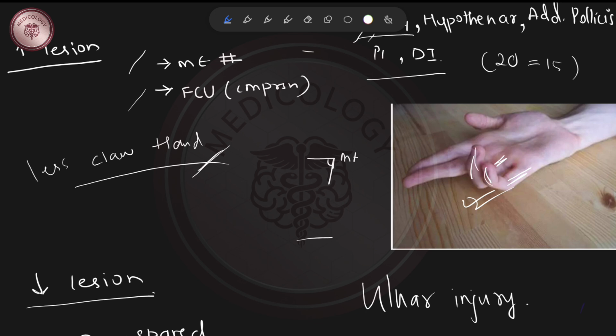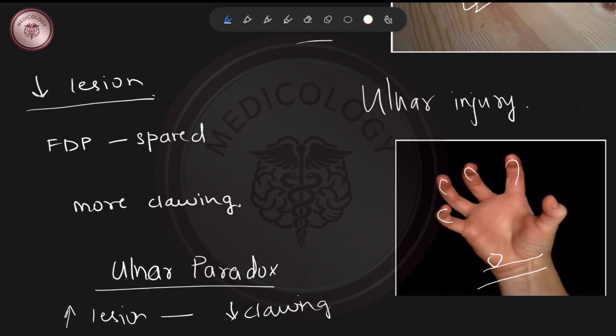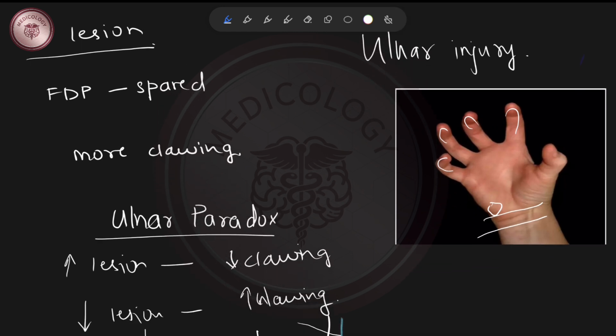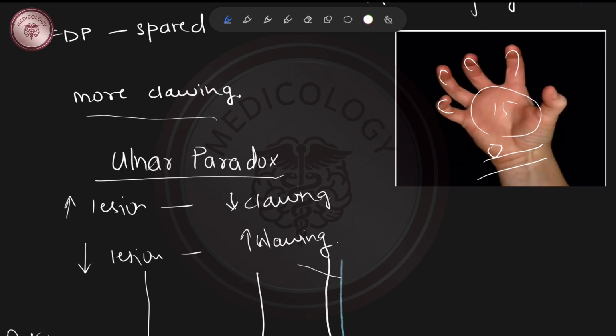Only the third and fourth fingers are seen with claw hand. And in the lower lesion injury, the muscles in the forearm are spared, and the muscles in the hand, the 15 muscles, are paralyzed. Because of that, there will be more clawing, and that is known as ulnar paradox. In a higher lesion, less clawing is seen, and in a lower lesion, there will be more clawing. Okay.